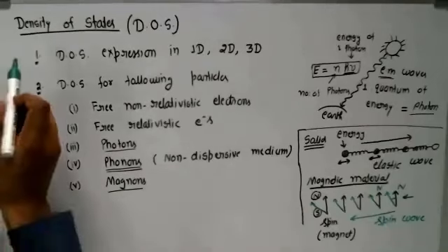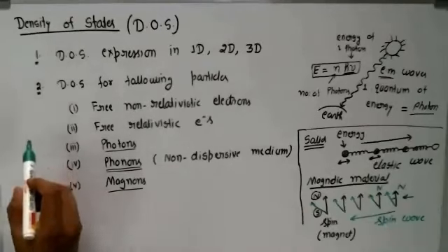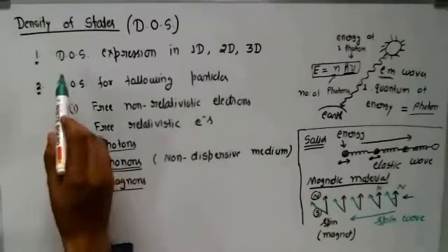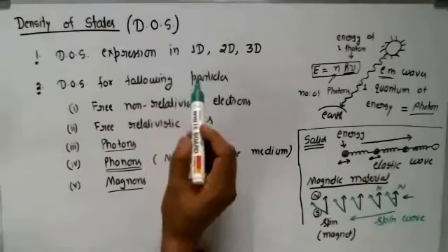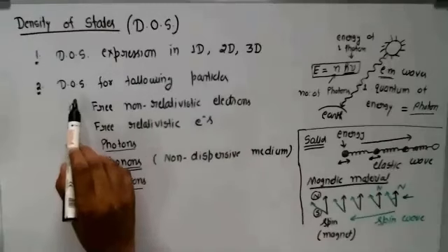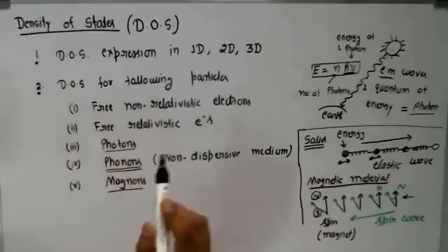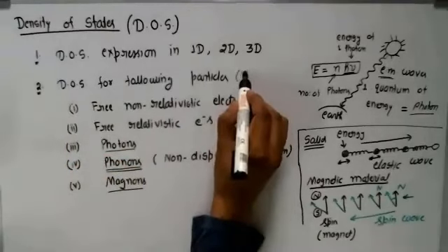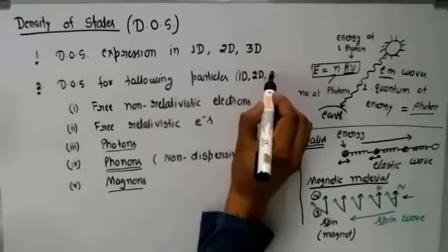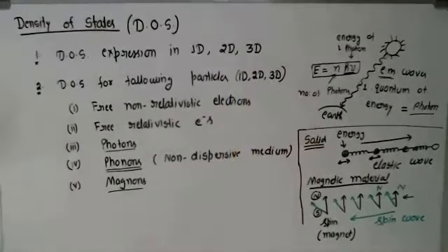And in this topic, we're now going to find out the density of states for these particles. We will start with the expression, how to write down the density of states in 1D, 2D, and 3D, and then we'll try to solve the density of states for these particles, in 1 dimension, also in 2 dimension, and also in 3 dimension.